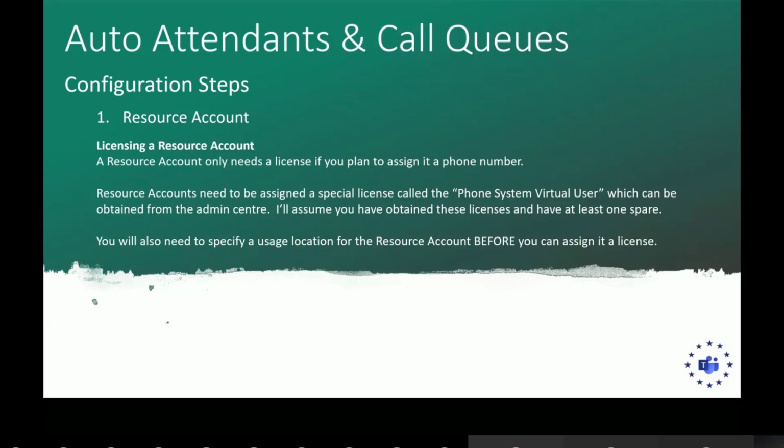license the accounts as you need them. You only need to license accounts that need a phone number. I'll say that as well. So if you've got a call queue, for instance, that is only accessible when you call the auto attendant, for instance, and you press 1 and it goes to that call queue, it doesn't need a number. However, if you want a phone number on that call queue so that somebody can ring it directly from the outside, then you need a license.